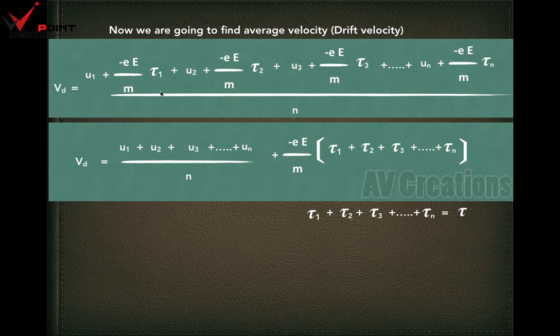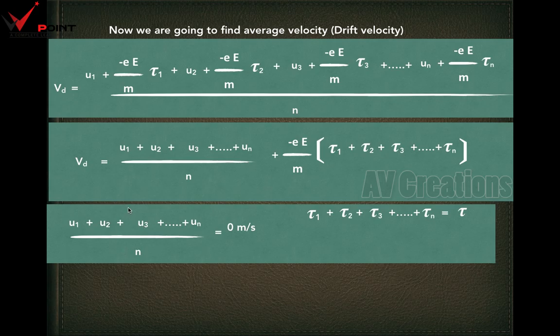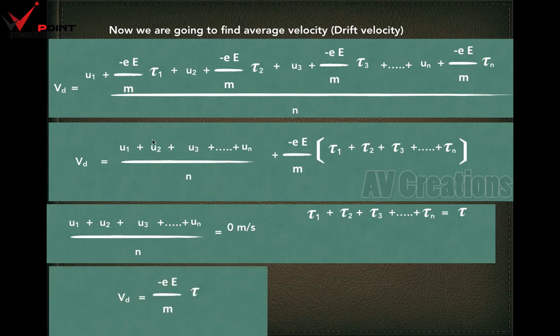And what is the value of the first term? It is 0, because it is the average of thermal velocity, and the average of thermal velocity is 0. So Vd is equal to 0 for this term, and this term is tau. It will be minus eE by m into tau. It is the equation for drift velocity.